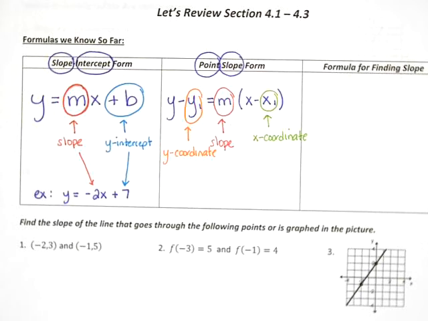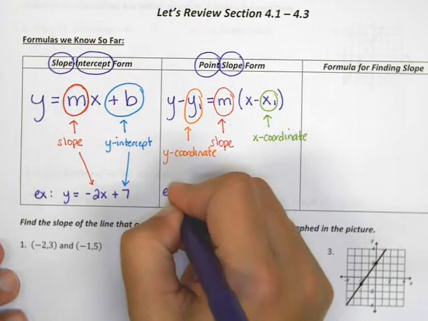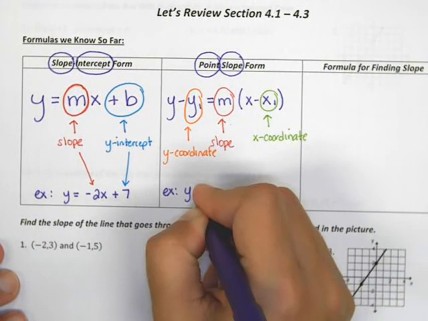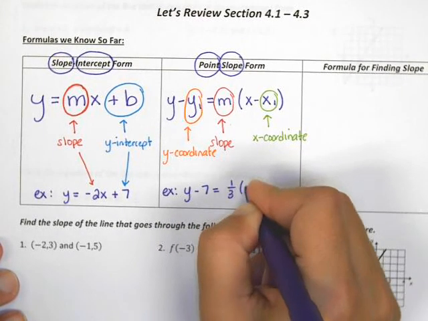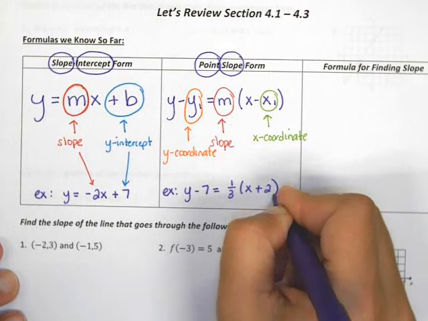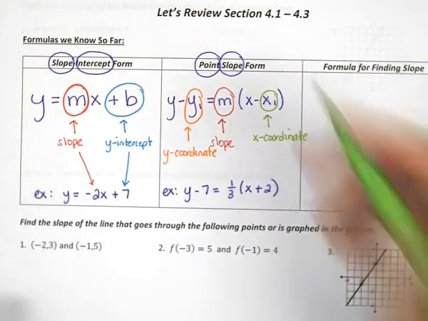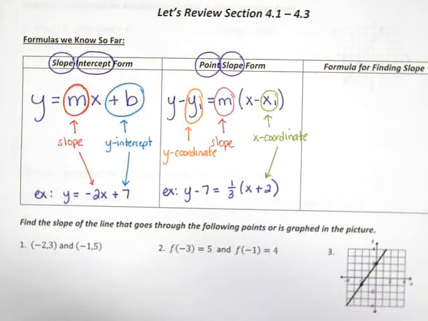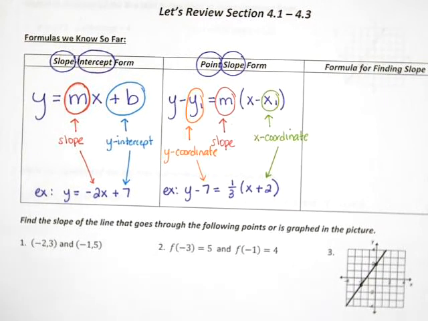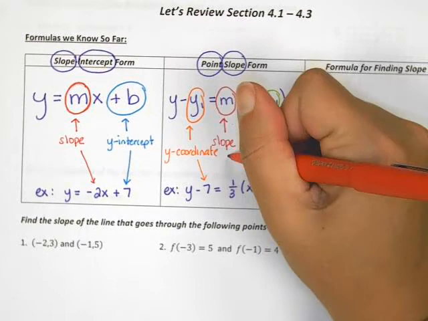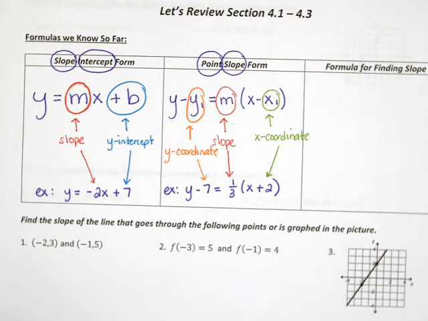An example of how this equation might look is y minus 7 equals 1/3 parentheses x plus 2. Now, the x-coordinate and the y-coordinate are next to their corresponding letters. So like the x is next to the x and the y is next to the y, and the slope is always the number outside of the parentheses.